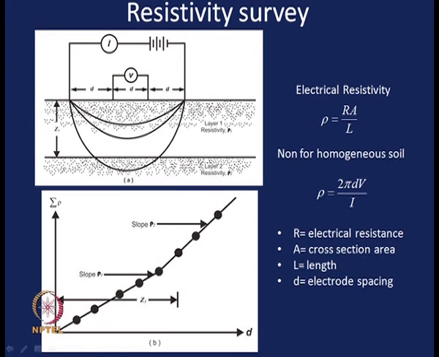So, for different D we can plot this graph, and the slope of each straight portion will give the resistivity of each layer. This slope will give the resistivity of the first layer, then this slope will give the resistivity of the second layer, and the point where the slope is changing, the corresponding D, will give the thickness of the first layer.